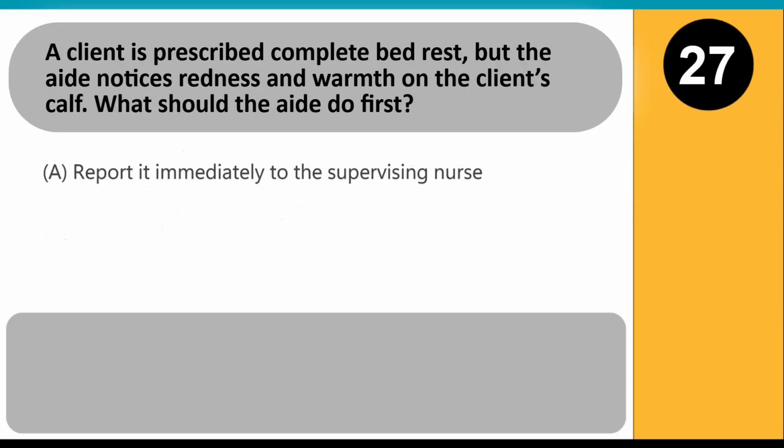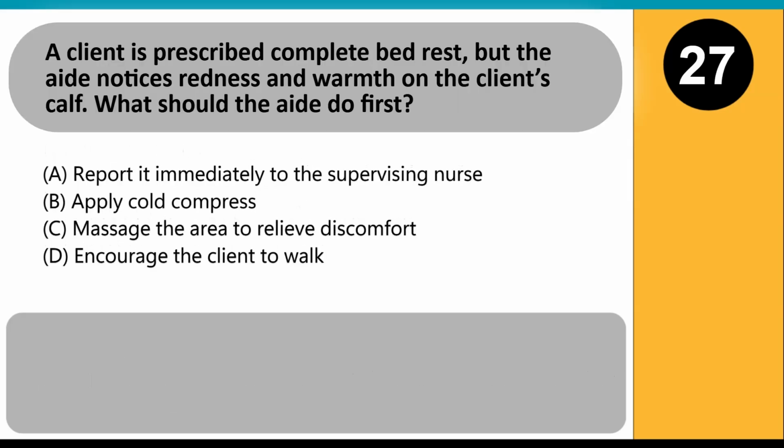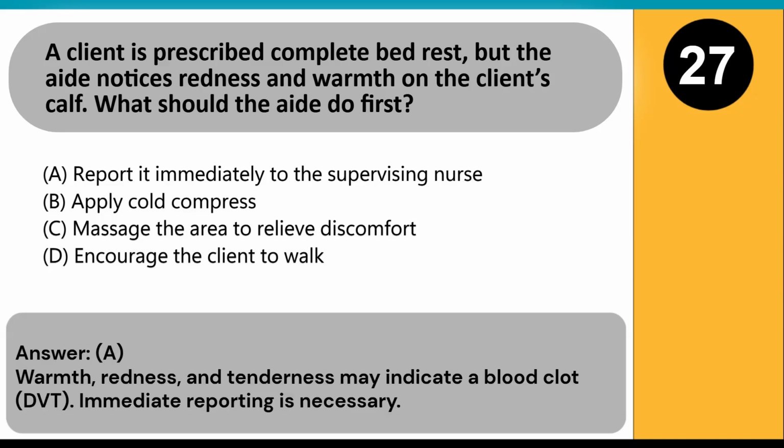A client is prescribed complete bed rest, but the aide notices redness and warmth on the client's calf. What should the aide do first? A. Report it immediately to the supervising nurse. B. Apply cold compress. C. Massage the area to relieve discomfort. D. Encourage the client to walk. Answer: A. Warmth, redness, and tenderness may indicate a blood clot, DVT.